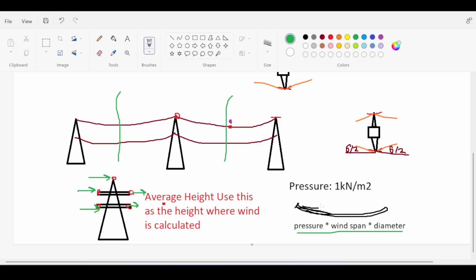You multiply the wingspan by the diameter to find the surface area, and then multiply this by the pressure to find the load on each and every conductor that is going to be connected to the tower. So this is the wind load.